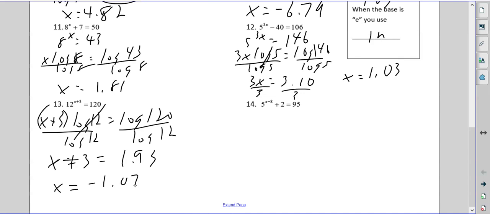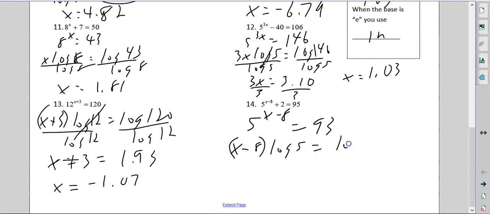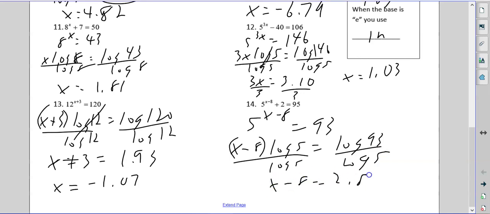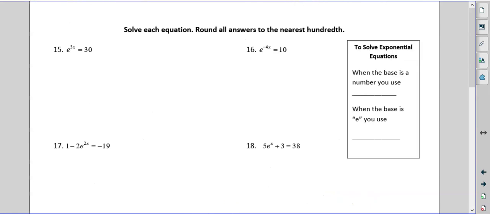All right, over here, we've got to subtract that 2 first. So we have 5 to the x minus 8 equals 93. We're going to move the x minus 8 in parentheses out in front of the log 5. Then we're going to log the 93. Divide both sides by log 5. We get x minus 8 equals 2.816. So that's 0.82. And then we're going to add 8 to both sides, and we get 10.82.